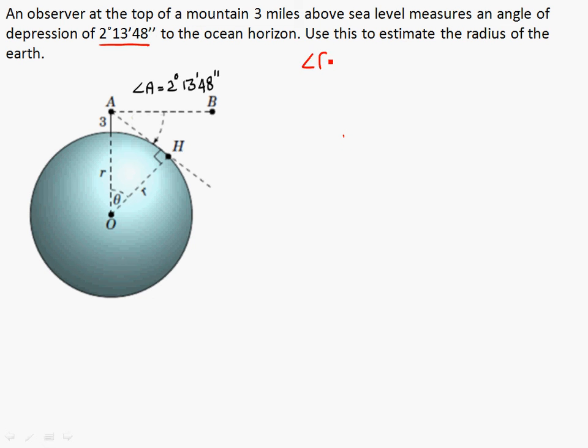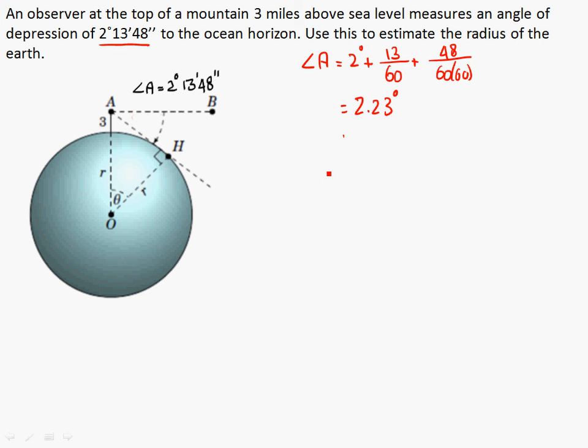So to convert angle A, I need to do 2 degrees plus, the first one's over 60, right? And then the next one is, there are 60 times 60 seconds in a degree, so then you do this. And you put that in your calculator and you see what you get. So that's actually 2.23 degrees. Okay, that's not too bad.